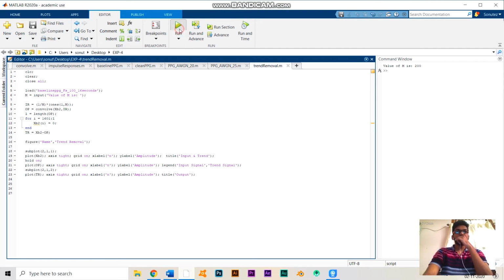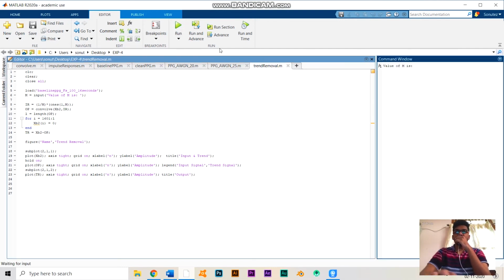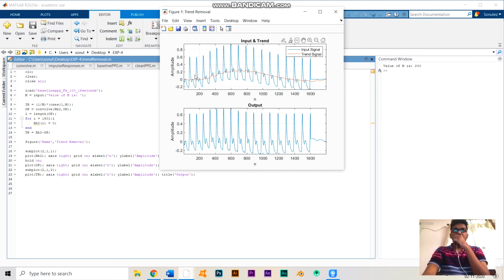Let us see the plots. It is asking for a value of m. Let us give it as 200, and the red line is the trend signal, and this is the input signal. And after trend removal, it looks like this.